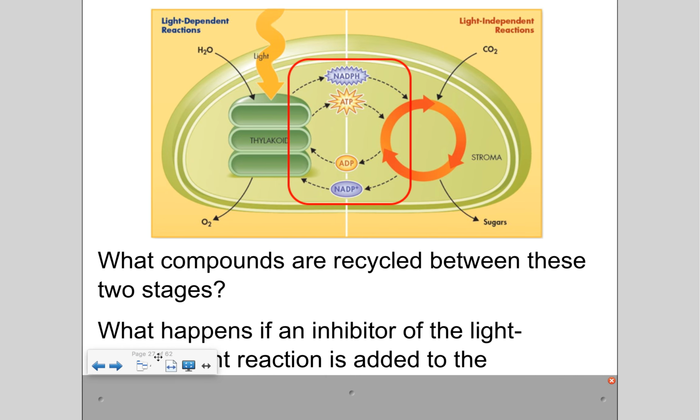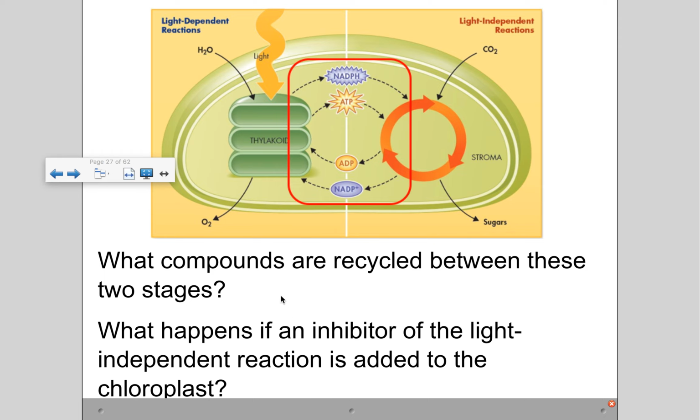Now, critical thinking question for you. What happens if an inhibitor of light-independent reactions is added to a chloroplast, where we stop this process? What do you think is going to happen? I hope you're saying, geez, we can't make sugars, because if we stop this process, then we can't make NADPH or ATP. And if we don't have NADPH or ATP, well, now we can't go through light-independent reactions to make sugars. So, the cause and effect: what happens when you shut down one part of photosynthesis? Well, you're going to affect the other eventually.